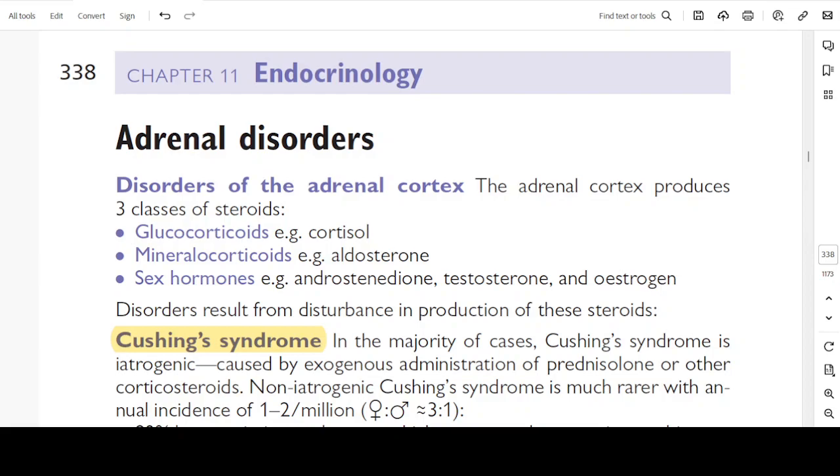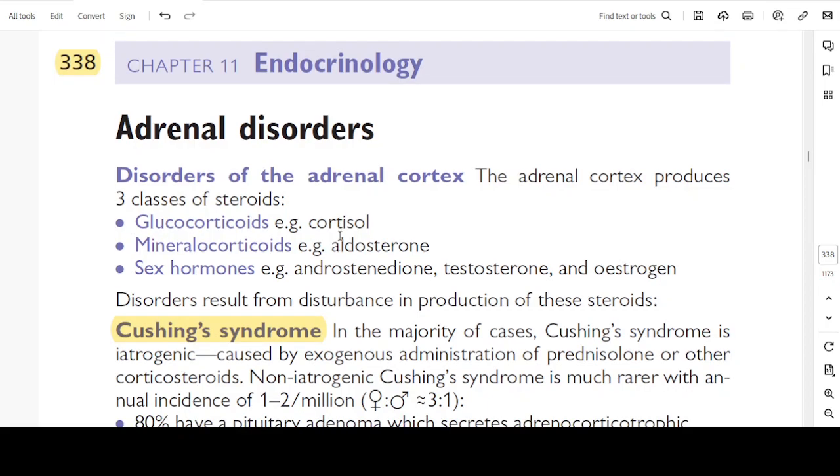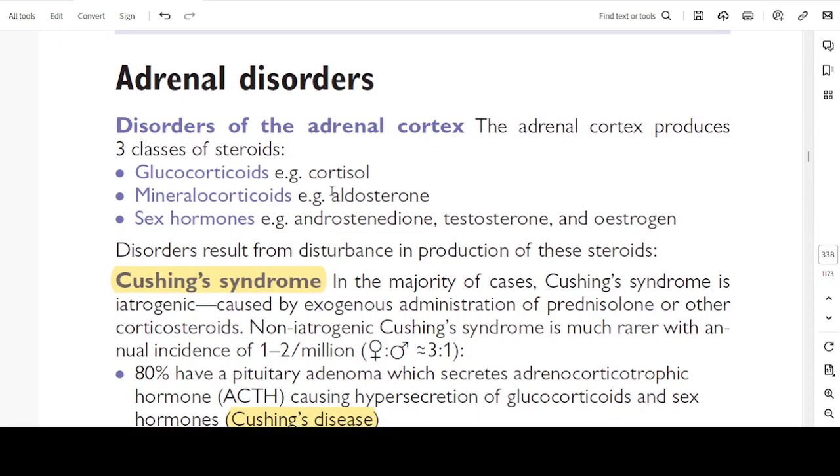And today we are starting adrenal disorders, page number 338, from the topic endocrinology. Disorders of the adrenal cortex. The adrenal cortex produces three classes of steroids: glucocorticoids, mineralocorticoids, and sex hormones, like cortisol, aldosterone, androstenedione, testosterone, estrogen. Disorders result from disturbance in production of these steroids.